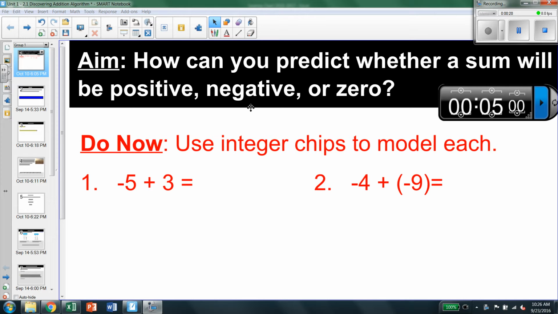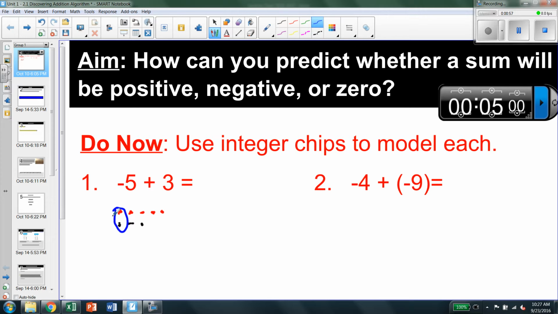Use integer chips to model the problem. So here we have negative 5 plus 3. So we have 1, 2, 3, 4, 5 negatives, and 3 positives. 1, 2, 3. And from earlier discussions, we said whenever you have a positive and a negative value, they come together and make a zero pair and kind of cancel each other out.